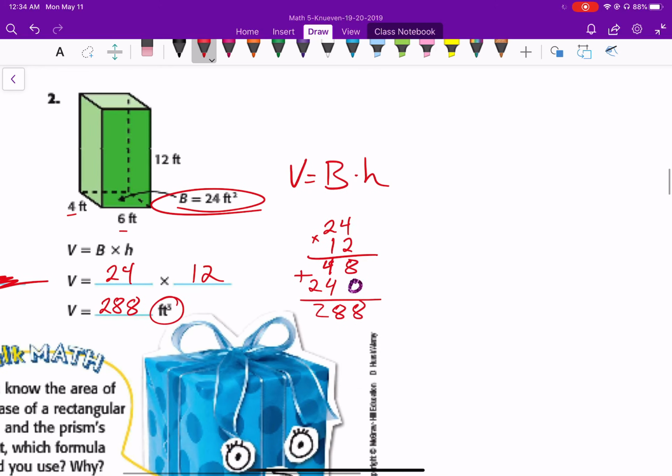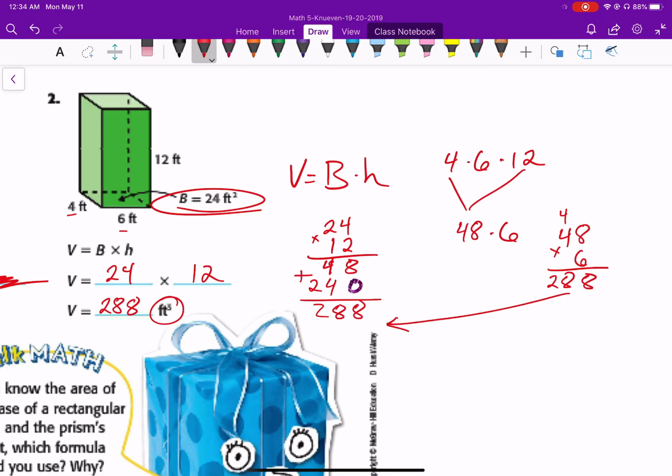If I didn't do this as big base times height, and I said 4 times 6 times 12, well, 4 times 6 again is 24. But if I wanted to go about this another way, I could multiply the 4 and 12 and say that's 48 times 6. Will I get the same answer? Let's find out. 6 times 8 is 48. 8 down, carry the 4. 4 times 6 is 24, plus 4 is 28. Again, I get the same thing I did before, which makes sense.